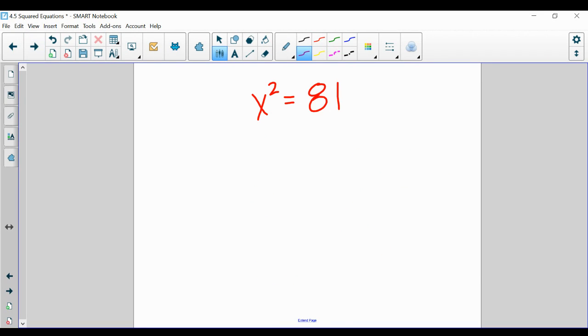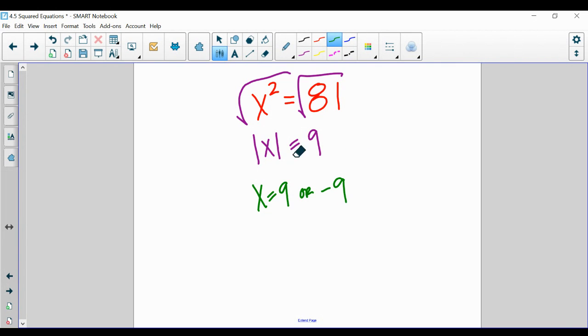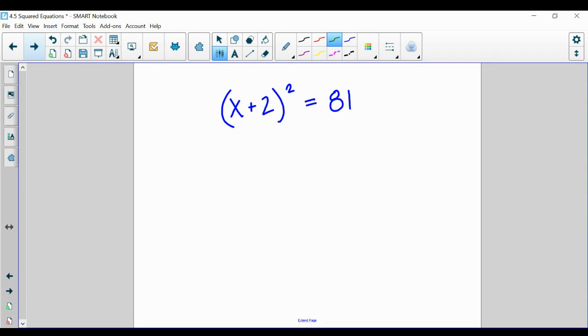So we had the square root of x squared equals 81. We are going to square root both sides, and I'm going to turn the left-hand side into the absolute value of x, and I know the square root of 81 is 9. Well, if the absolute value of x equals 9, then I know that both 9 and negative 9 are 9 spots away from 0. So I have two solutions here. Just like you had two solutions with absolute value, we're looking for two solutions with our squared equations as well.